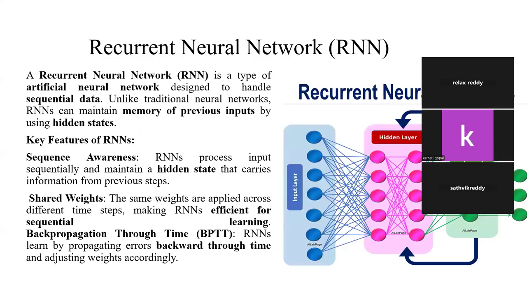Let's see the recurrent neural networks. It is another type of neural network designed to process sequential data, making it particularly well suited for tasks involving time series data, text, or any type of input where the order of the data is important. Unlike traditional feed-forward neural networks, which treat each input independently, recurrent neural networks maintain a hidden state that carries information from previous time steps, enabling them to remember and leverage past inputs when processing new data.